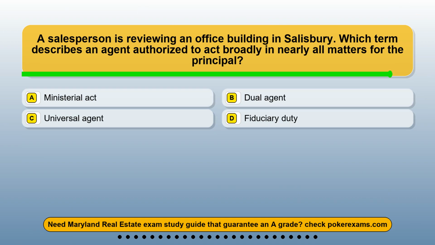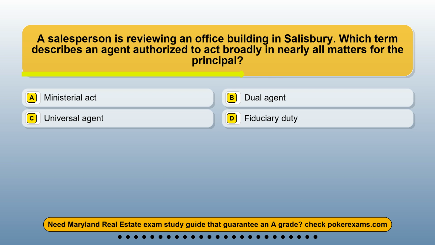Question 7. A salesperson is reviewing an office building in Salisbury. Which term describes an agent authorized to act broadly in nearly all matters for the principal? Option A. Ministerial act. Option B. Dual agent. Option C. Universal agent. Option D. Fiduciary duty.